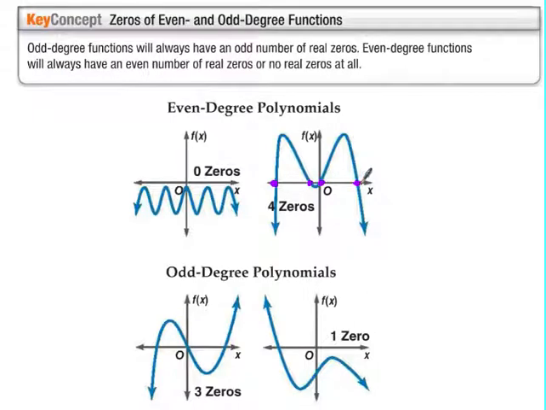And an odd degree polynomial. This is actually a cubic function. Has 3 zeros. Okay, this is a cubic function with just 1 zero.